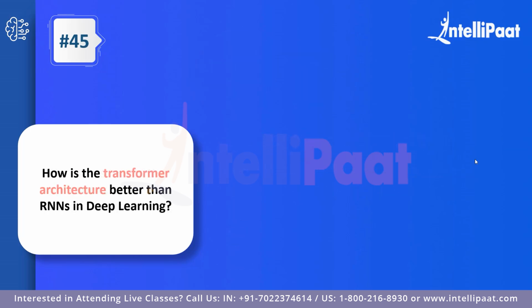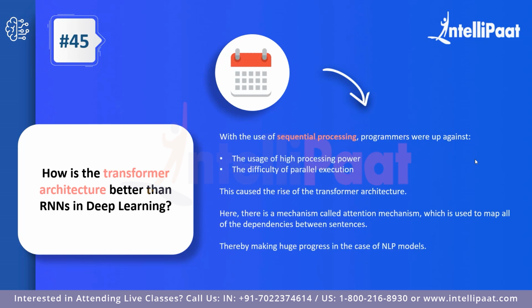Now with this we can check out the 45th question that states how is the transformer architecture better than recurrent neural networks in deep learning? Whenever we make use of sequential programming, there are two important things you have to be concerned with. One is how much processing power you're making use of at every single point of time. And what is the difficulty that you're facing whenever you have to work with parallel execution, right? Sequential processing will raise these two red flags. This gave away these two concerns as the primary reasons why we have something called a transformer architecture now. In a transformer architecture, we have something called the attention mechanism.